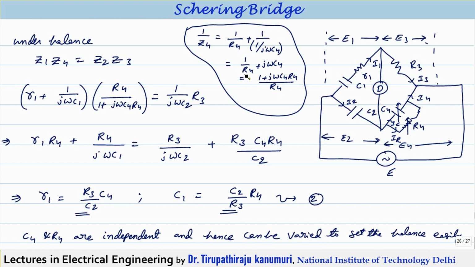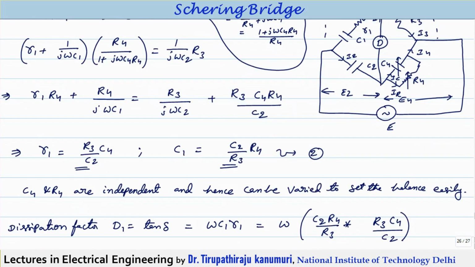With these basics, under balance condition, we know Z1 multiplied by Z4 will be equal to Z2 multiplied by Z3, because the product of opposite branch impedances is the same. So I am writing Z1 is equal to R1 plus 1 by j omega C1. You can even write it as minus j by omega C1, you will get the same. This is multiplied by Z4. Z4 is R4 divided by 1 plus j omega C4 into R4, which is equal to Z2 multiplied by Z3. Z2 is 1 by j omega C2, or you can write it as minus j by omega C2. In both cases you will get the same answer, multiplied by the impedance of this one, that is R3.